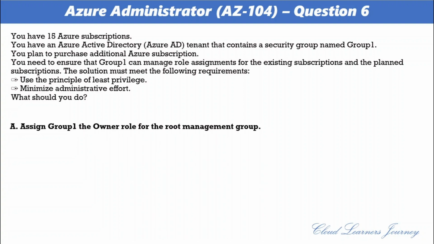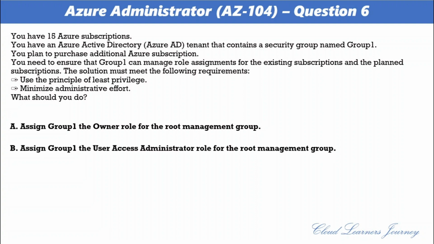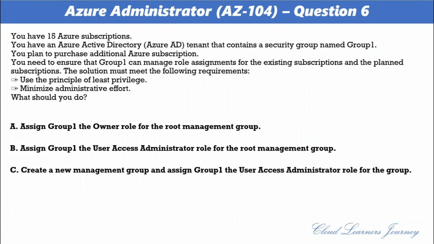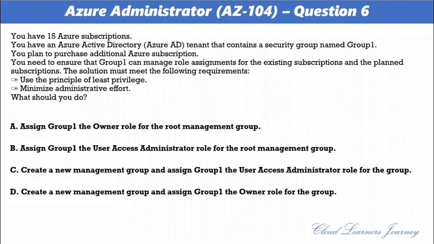And the options are A. Assign Group 1 the owner role for the root management group. B. Assign Group 1 the user access administrator role for the root management group. C. Create a new management group and assign Group 1 the user access administrator role for the group. D. Create a new management group and assign Group 1 the owner role for the group.